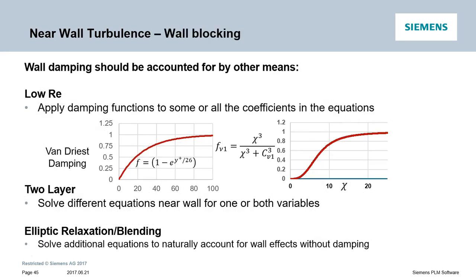The most common approach, or the low RE approach, is to apply damping functions to some or all of the coefficients in the model. So these damping functions modulate the coefficients as a function of turbulence Reynolds number, often incorporating wall distance. The second approach is the two-layer approach, which solves different equations near the wall for one or both of the variables. And the third, perhaps most accurate and interesting approach, is the elliptic relaxation or blending approach. That is, solve additional equations to naturally account for wall effects without damping functions.